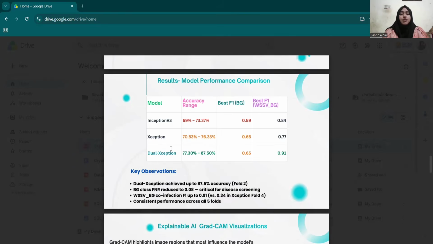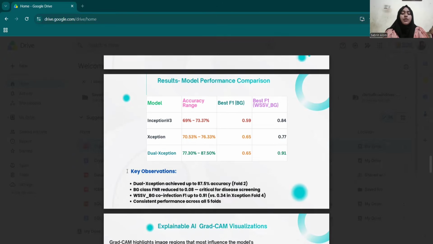And the last one is Dual Xception, which is better than both of these two models. Here it is 77.30% to 87.50% accuracy range, and best F1 BZ remains unchanged compared to Xception. And the best F1 WSSB with BZ is very high performance, 0.91.